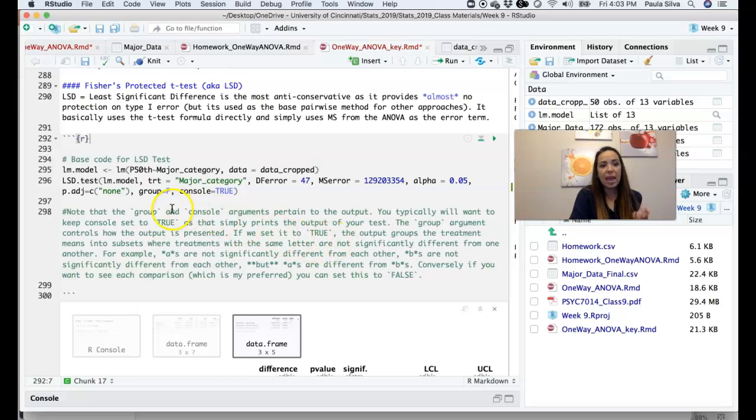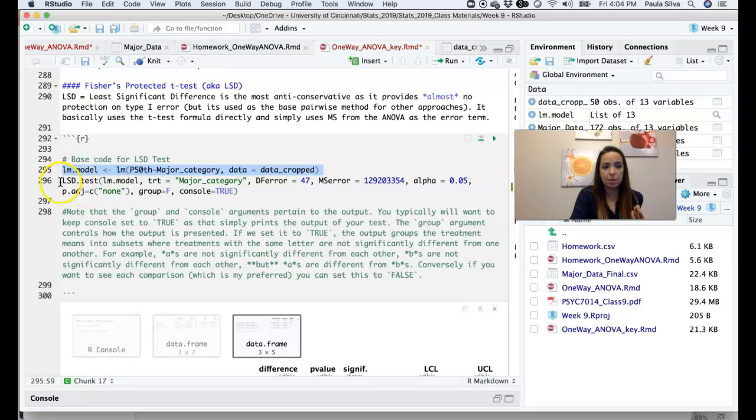So, we have just run our first follow-up test to help our imaginary cousin figure out what to do in terms of major. This first one that we ran was the LSD. And again, I want to go over this base code because that's what you need to use if you want to run an LSD as a follow-up. So the first step is to rerun your ANOVA model, okay?